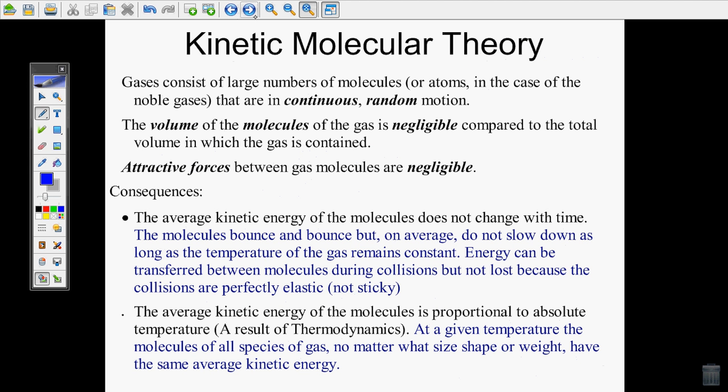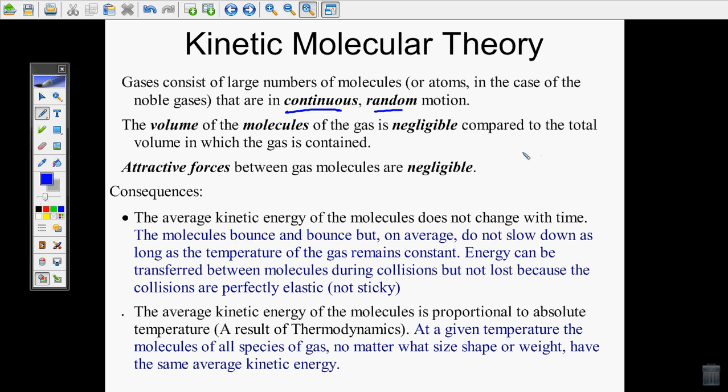All right, kinetic molecular theory. Yes, write this all down because you'll have to know these. All right, so the postulates are gases consist of large numbers of molecules or atoms that are in continuous random motion, which, a lot of this is just common sense, right? Gases are always moving fast. The volume of the actual molecule is negligible compared to the total volume in which the gas is contained.